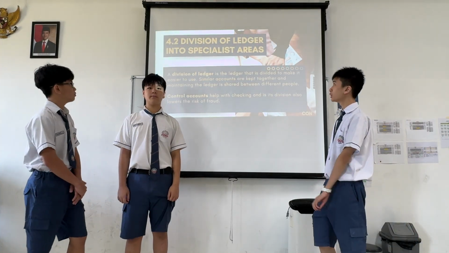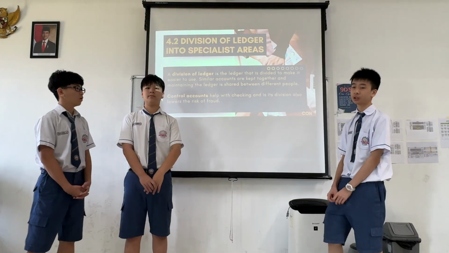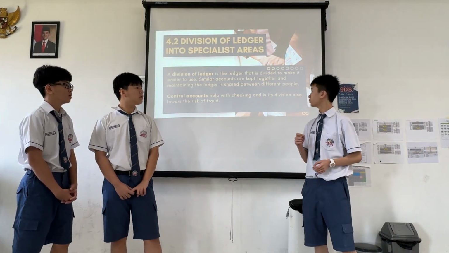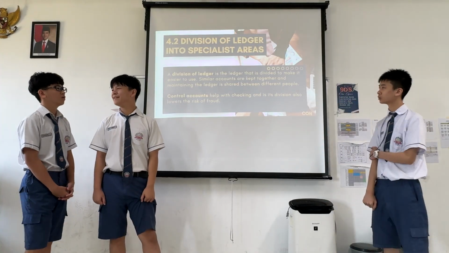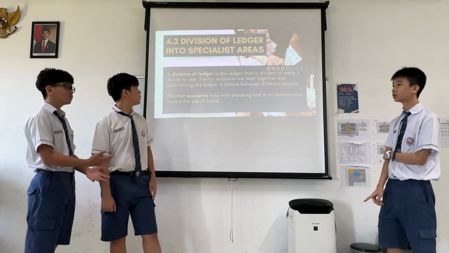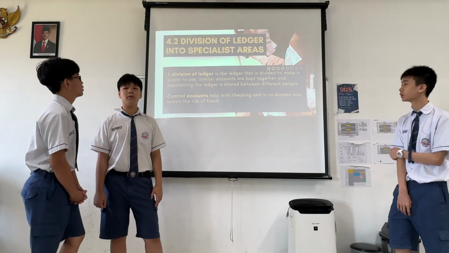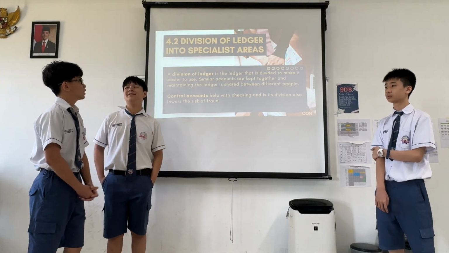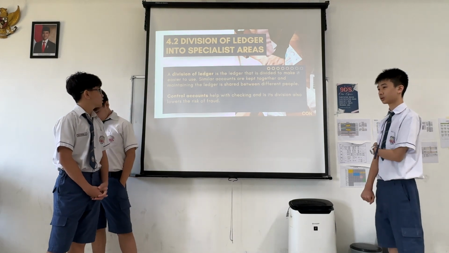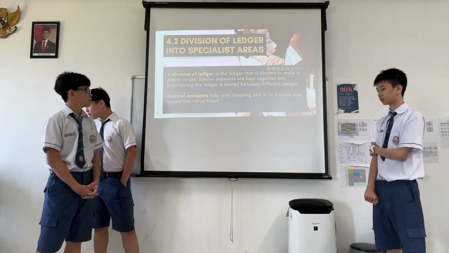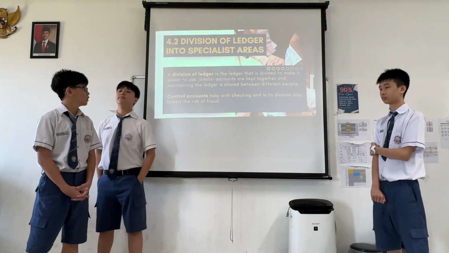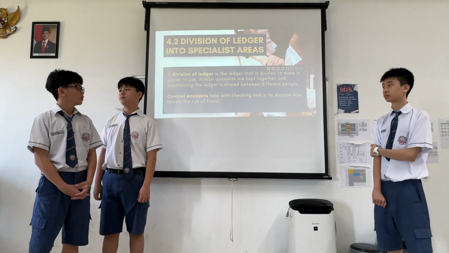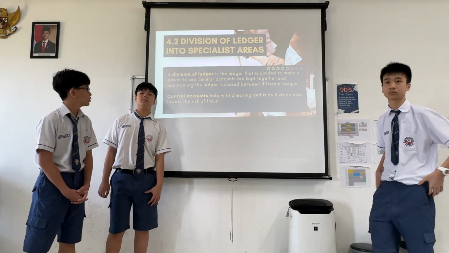Next, 4.2, division of ledger into specialist areas. A division of ledger is a ledger that is divided to make it easier to use. Similar accounts are kept together and maintaining the ledger is shared between different people. A division of accounts helps with checking, and it also lowers the risk of fraud.